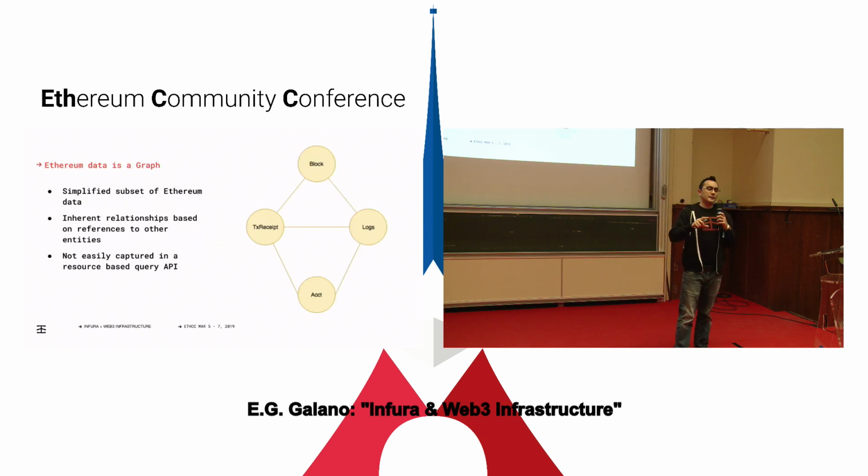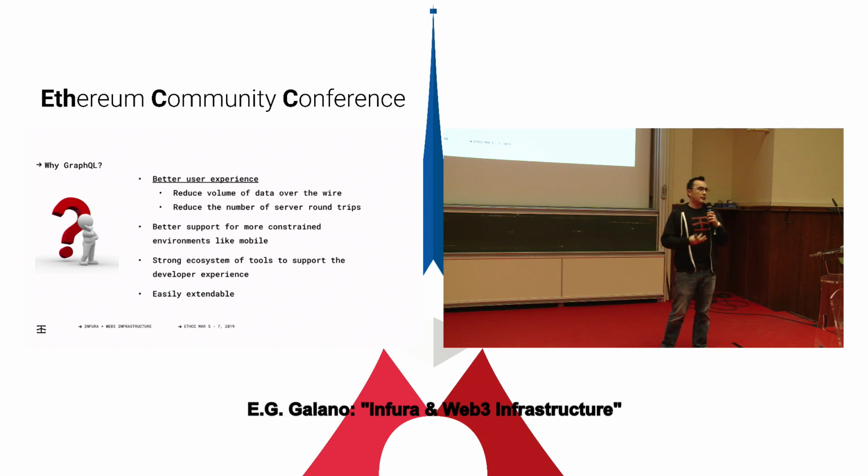The other reason why is because any data, especially Ethereum data, is graph-oriented, right? All data is sort of relational one way or another. And so what I'm showing here is kind of a simplified view of Ethereum data. Block data, transaction receipts, logs, accounts, and how they're all related. There are disparate data types, and there are inherent relationships within them that are not reflected in a resource-based API.